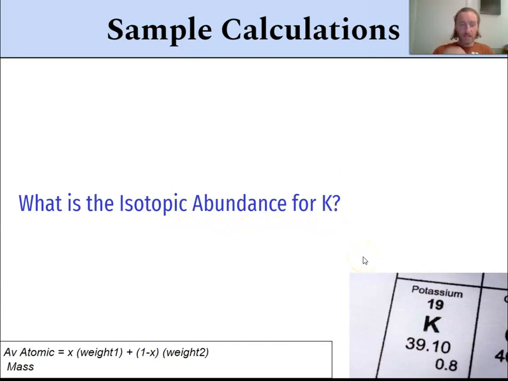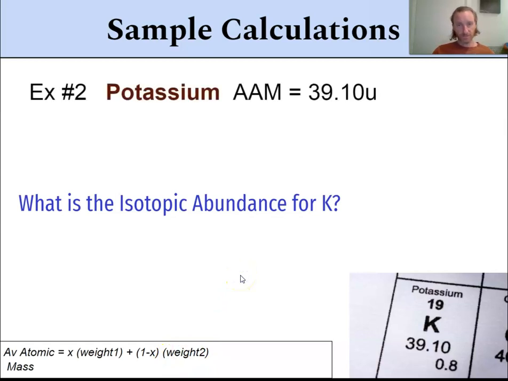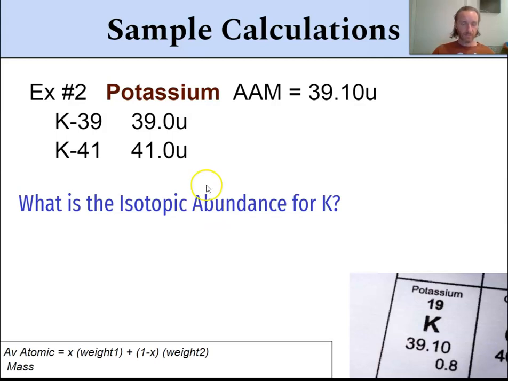Another example would be the isotopic abundance for K. We're going to practice these, of course, but for potassium, and remember this formula down the end, average atomic mass is X times weight 1, and then one way you could do it is to look at this decimal here as being 1 minus X times weight 2, and then you could solve for the unknowns. Potassium has an average atomic mass of 39.1. Here are the actual atomic masses, but we don't know the isotopic abundance. So have a go at that. We'll practice it in class, and we'll fine-tune our learning.